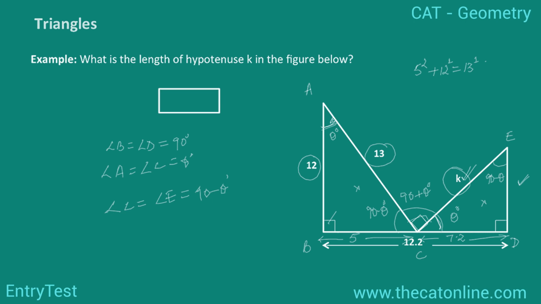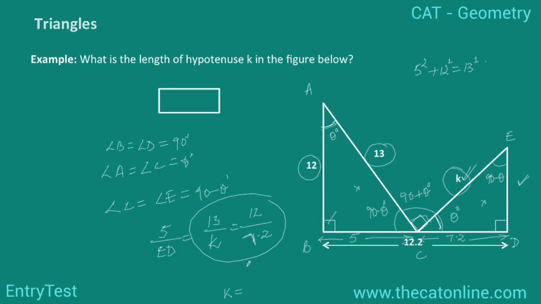If I look here, the side opposite to theta in this triangle is 5, and here it is 8. The side opposite to 90 degrees here is 13, and there is K. The side opposite to 90 minus theta here is 12, and there is 7.2. So I can just look at this and get the value of K. K will be equal to, if I solve it out for K, 13 over 12 into 7.2.